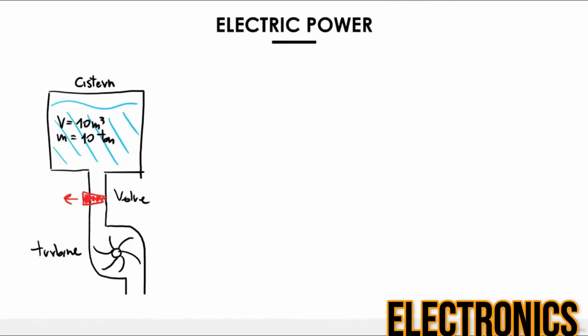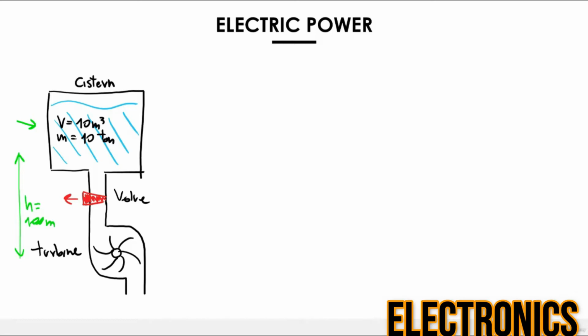Let's try to understand the difference between power and energy with another hydraulic example. Here we have a little system with a cistern. A cistern is a big tank full of water, and this big tank is at a certain elevation compared with the turbine. Let's call this difference in height h, and let's say that it is equal to 100 meters. Then we have a valve that can be opened and closed, allowing the water to flow down through the turbine, and the turbine is just a device that can be used to convert the energy of the water into electrical energy, for example, to power a house.